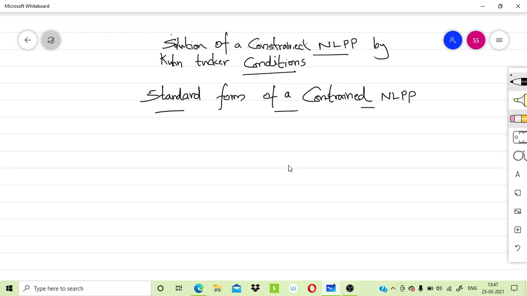So the standard form is like this: maximize. It may be a maximization problem, that is maximize, or a minimization problem, that is minimize, Z. Z is equal to Z or F, anything you can take. So Z is equal to F. I'm taking Z. So F of x1, x2, etc. xn.